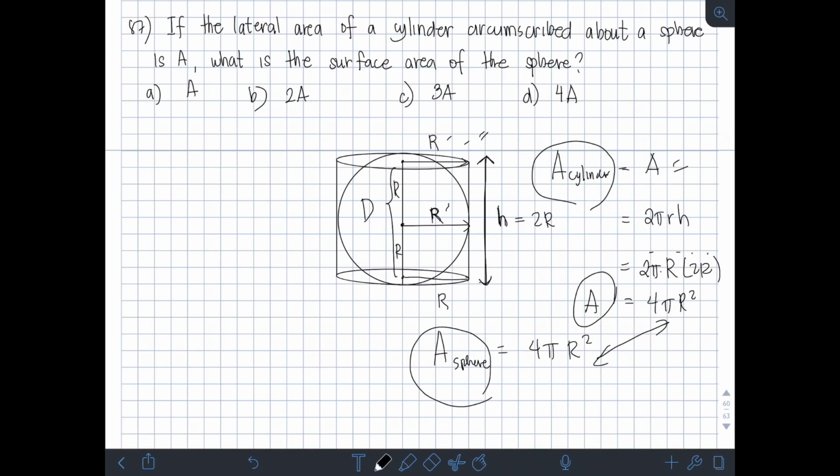Okay, so therefore, yung surface area ng sphere is dapat A din. So, the answer is letter A.